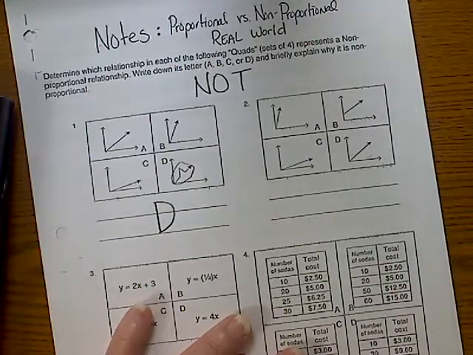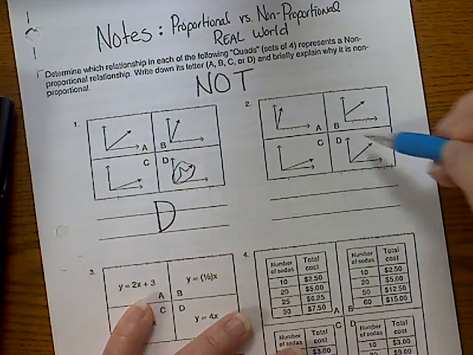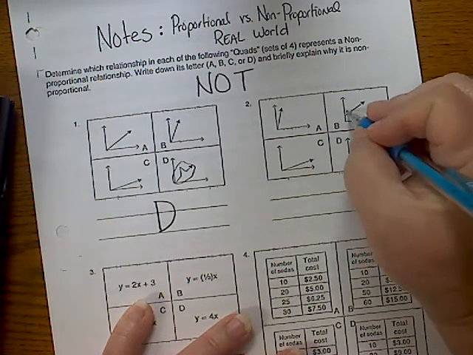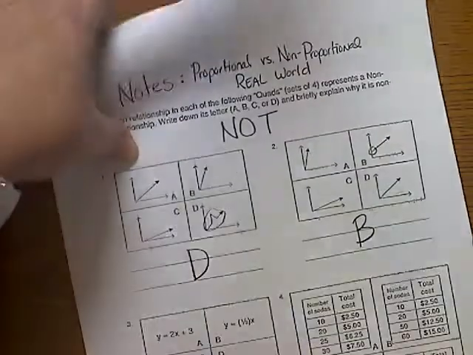Oh, we've got another graph. Let's see. Must be straight. Well, straight, straight, straight, straight. Oh, and must contain the origin. Is this one in the origin? No. So it's B.